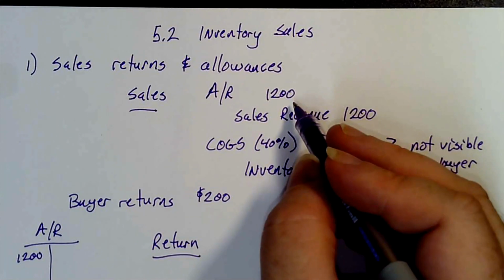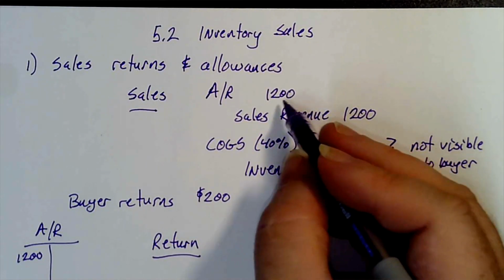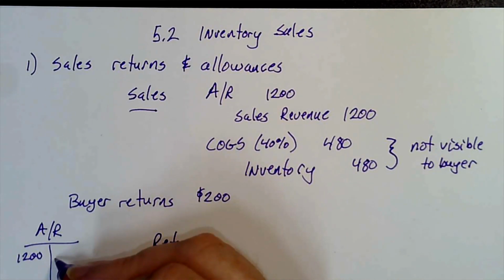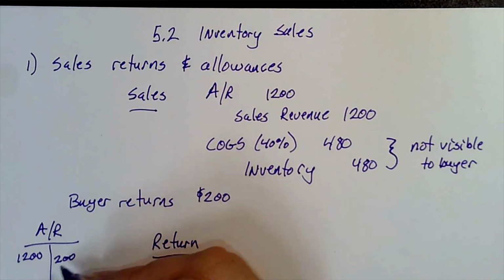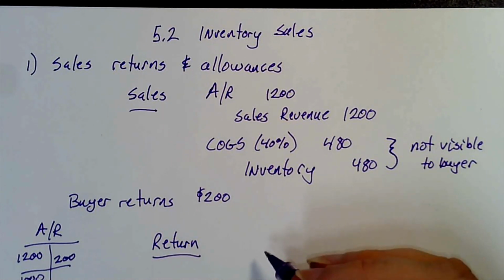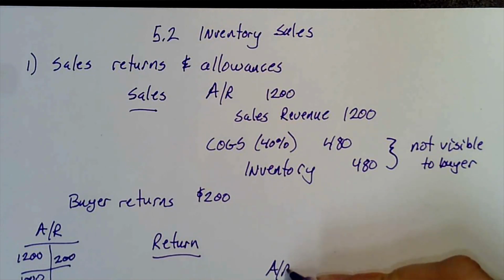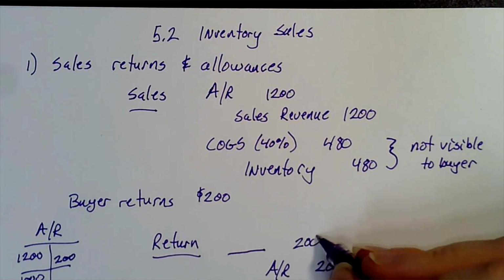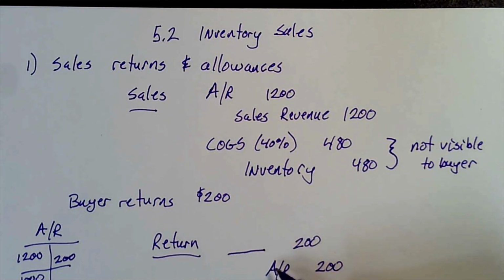If we back this out, the $200, this is how much the buyer owes us. But if they return 200, they don't owe us 1,200. They will only owe us 1,000. So the first thing we're going to do is back that out of the bill so that the buyer only owes us 1,000. That's going to be a credit to AR of 200. I'm going to leave blank here the account that we use for the other part of this one.